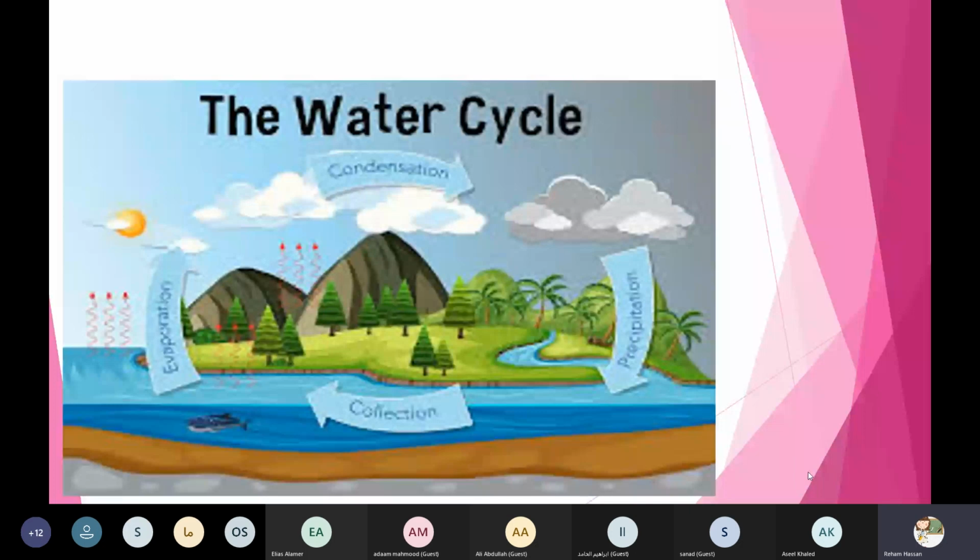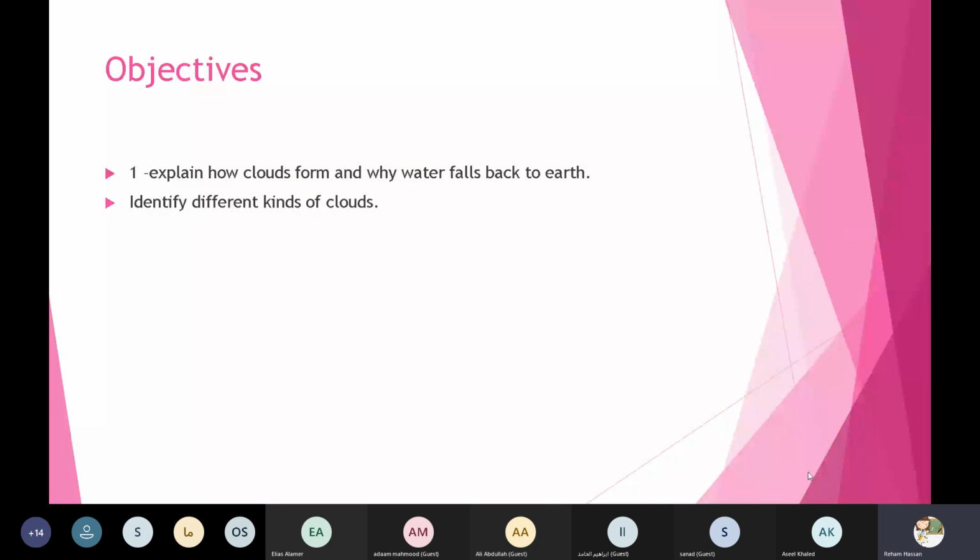First, I want all of you to repeat after me. Water cycle. Water cycle. Amazing. One more time. Water cycle. What makes it rain or snow? What is the water cycle? All of this we will learn, inshallah, in this lesson. Our objectives in this lesson: we will explain how the clouds form and why the water falls back to the earth, and we will identify the different kinds of clouds.